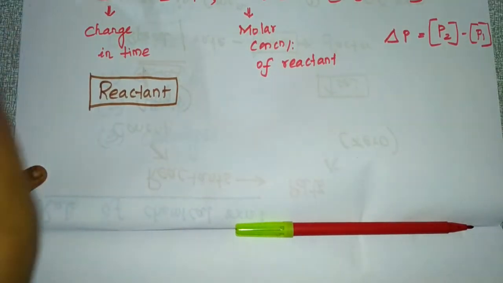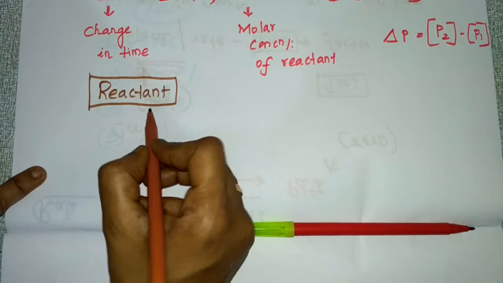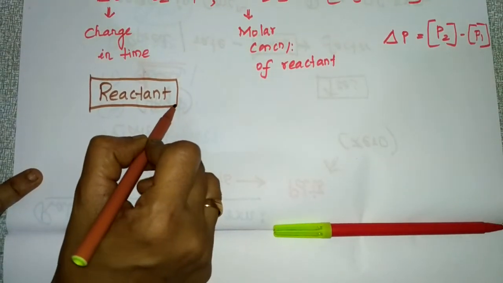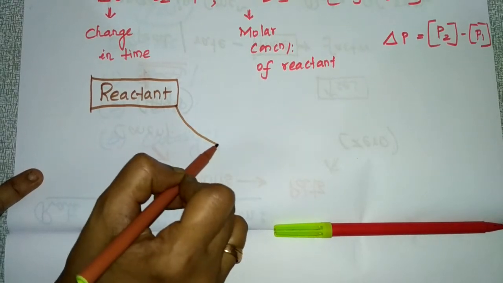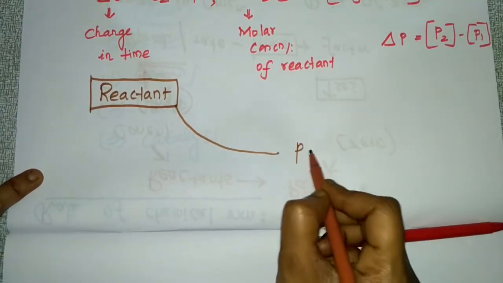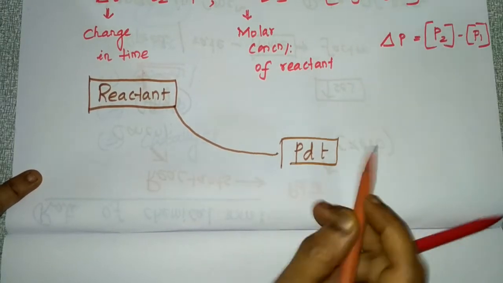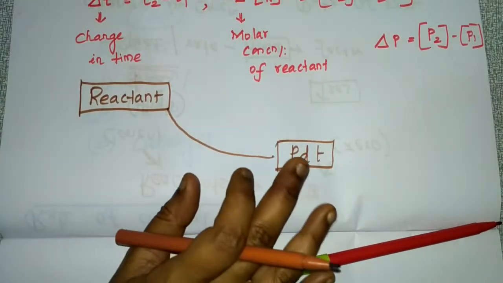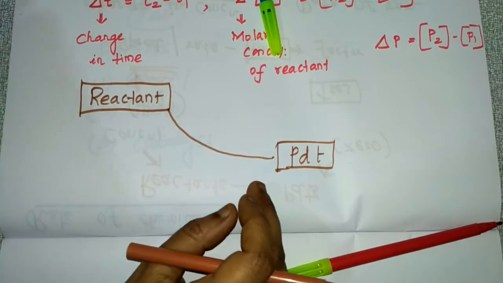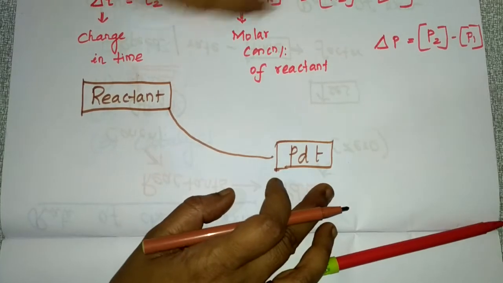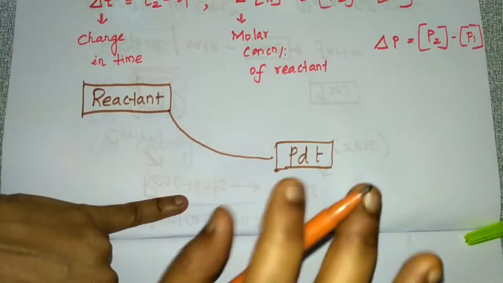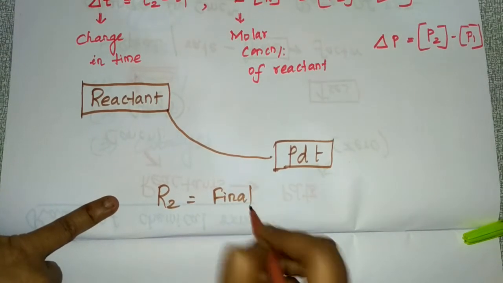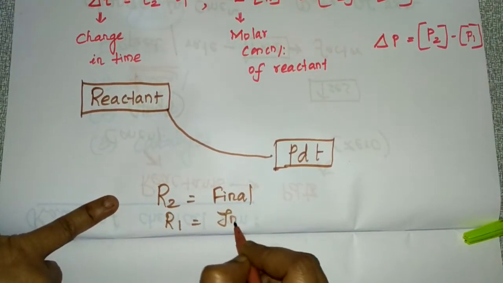As the reaction proceeds, the concentration of the reactant, initially it will be high. After that what happens? It will constantly get decreased to give product. So the reactant is used here to give the product. And one more thing, the final concentration. What is this R2? R2 is the final concentration and R1 is the initial concentration.